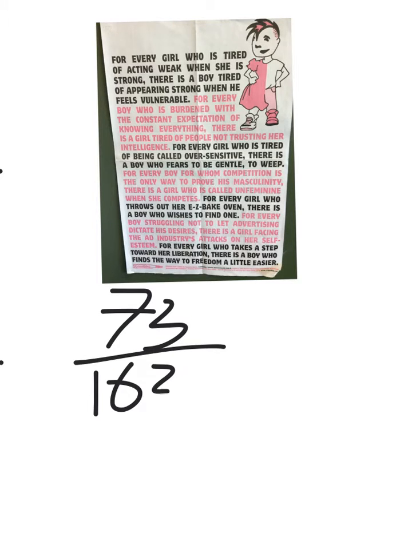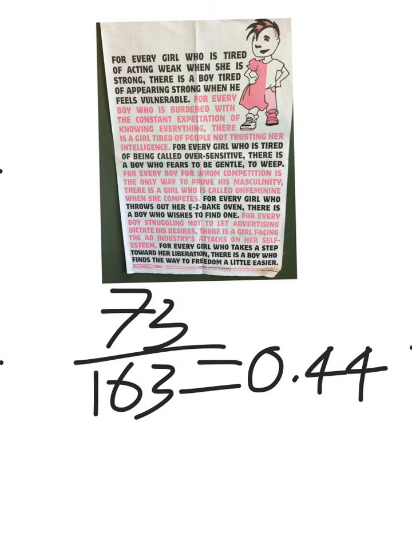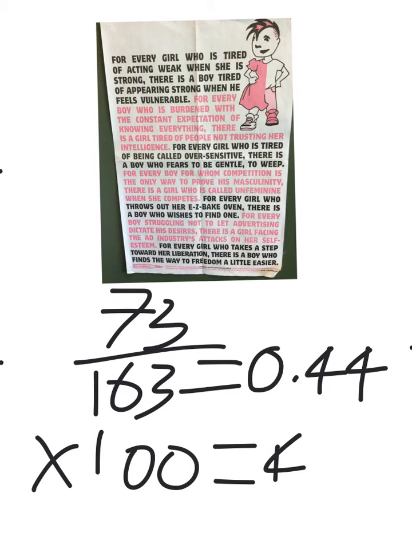Here is the next question. What percentage of words is pink? So there are 163 words in this poster. 73 of them are pink. So here's the calculation. 73 out of 163 equals 0.44 when you convert it into a decimal, times 100 equals 44%. 44% of the words are pink.